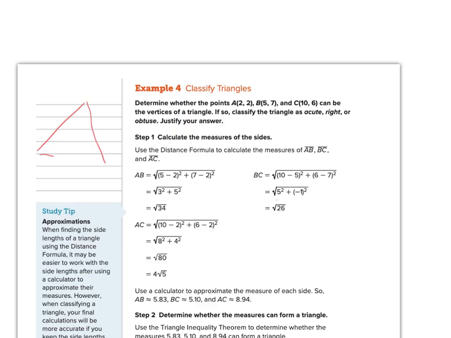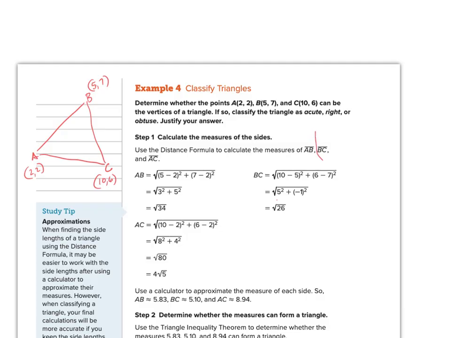If I just created a triangle here, it doesn't have to be drawn to scale. A, B, C, this is 2, 2. This is 5, 7, and this is just for visual effect. And this is 10, 6. So there's my triangle. So they said, hey, how long is AB? How long is BC? How long is AC?